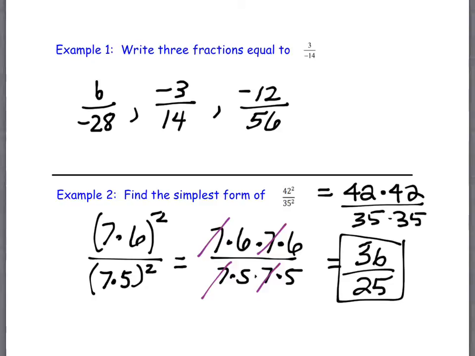So we can't treat a squaring process like we treat a multiplication process, because squaring doesn't multiply it by the same value. It multiplies it by itself, which may or may not be the same value.